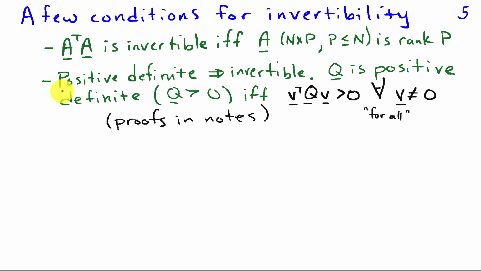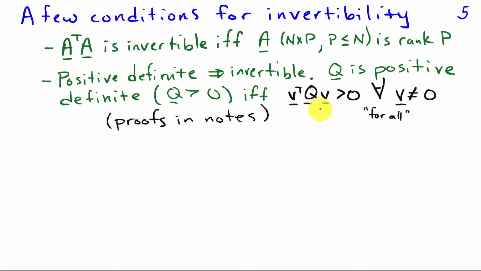It turns out that matrices which are positive definite are also guaranteed to be invertible. Now a square matrix Q is said to be positive definite, and we'll sometimes write Q greater than 0, if and only if V transpose Q times V, where V is some vector, is greater than 0 for all vectors V not equal to 0. And that's why we say that this matrix is positive definite, because for any vector V, we get a positive quantity when we do this quadratic, V transpose Q V.